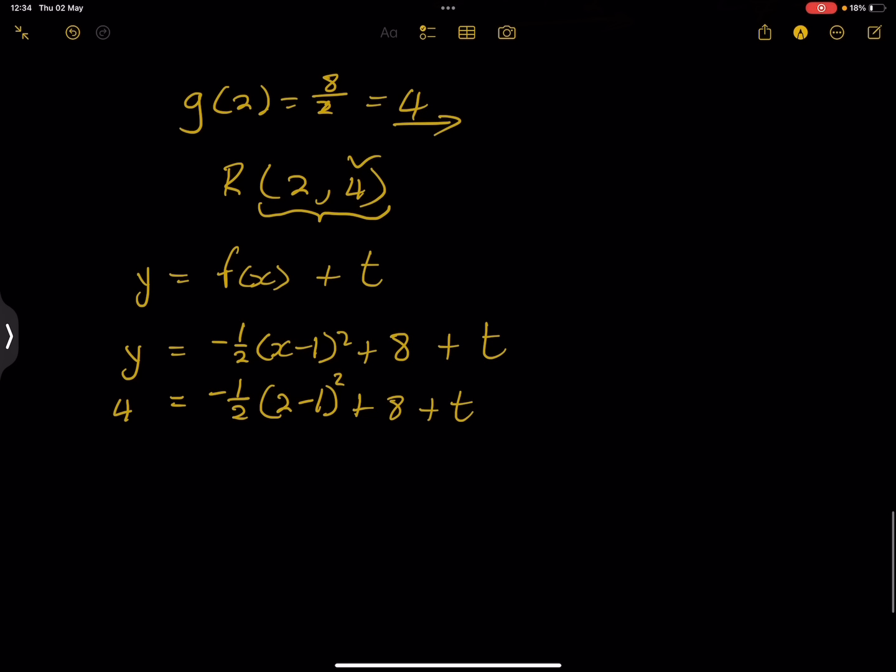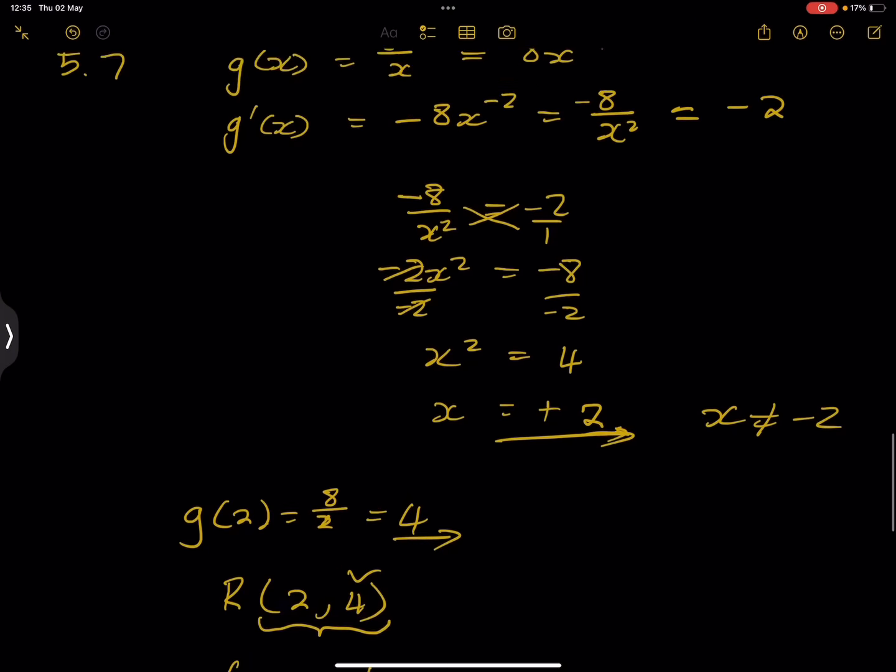Let's find the value of t there quickly. That's going to be 8 minus 0.5, that's going to be 7.5. And that's 4 plus t. So that's 8 minus a half there. And so our t value will be equal to 4 minus 7.5. That should be negative 3.5, or we can say negative 7 over 2. So that is how I will get the value of t over there.